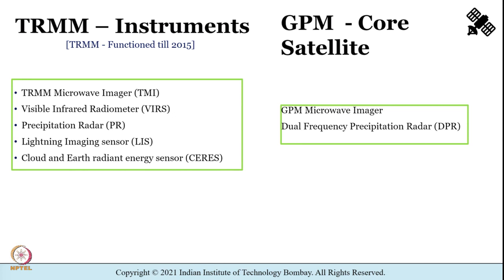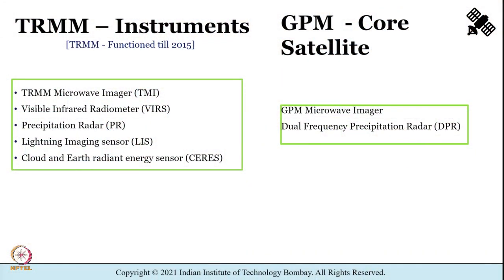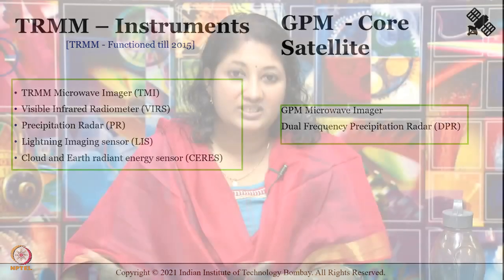Now, let me give you a brief overview about GPM, which is a successor to the TRMM mission, because TRMM functioned till the year 2015 and then GPM was launched. It consists of a core observatory satellite that is used as a reference standard. This core satellite uses 2 science instruments. One is the GPM microwave imager, GMI, and the next is the dual frequency precipitation radar, DPR. So, here we have a radiometer as well as a radar as part of GPM.